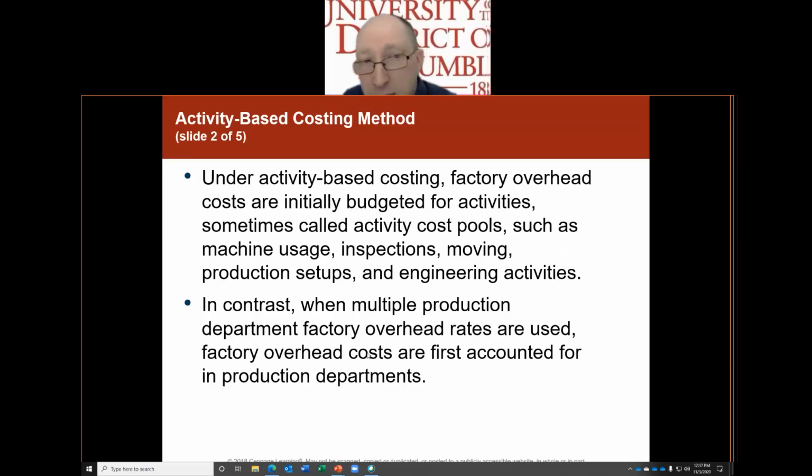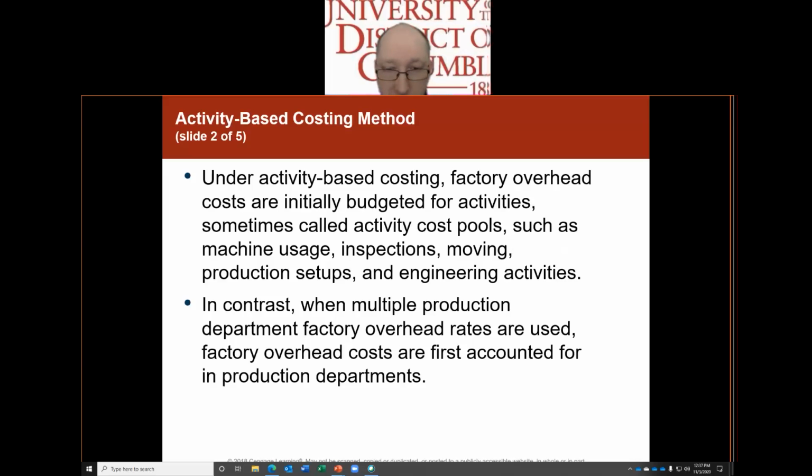So we use the activity as the base for the cost. We'll talk a little bit more about that. Factory overhead costs are initially budgeted for activities. Sometimes the activity, we call these activity cost pools. This would include something like machine usage, inspections, moving, production setups, and engineering activities.